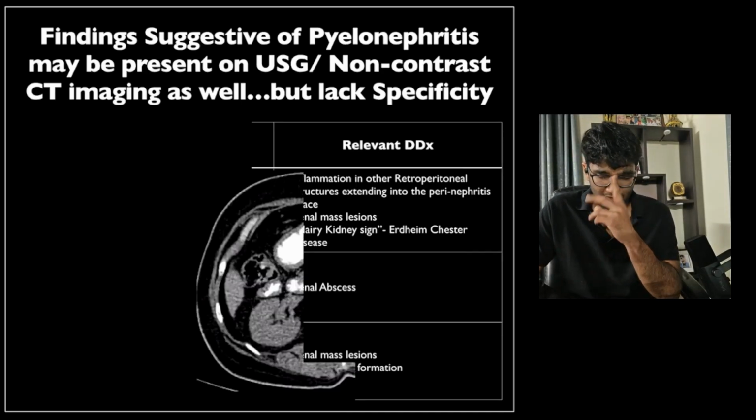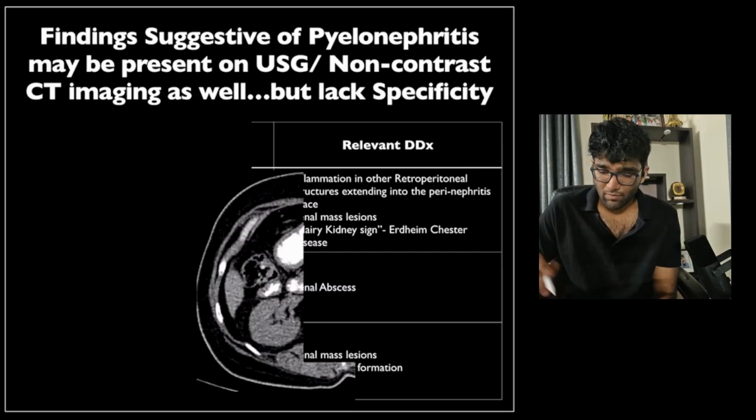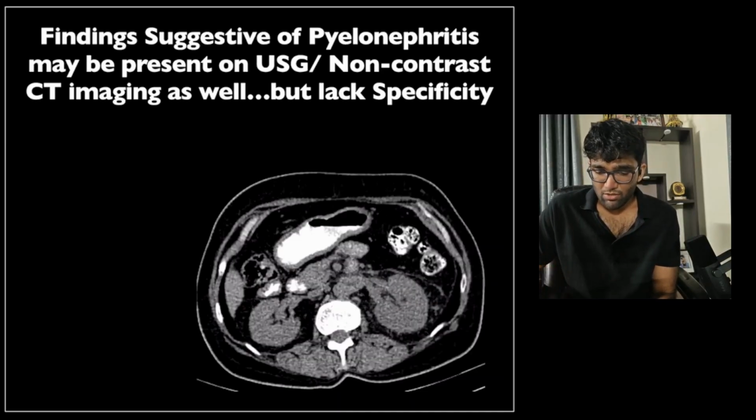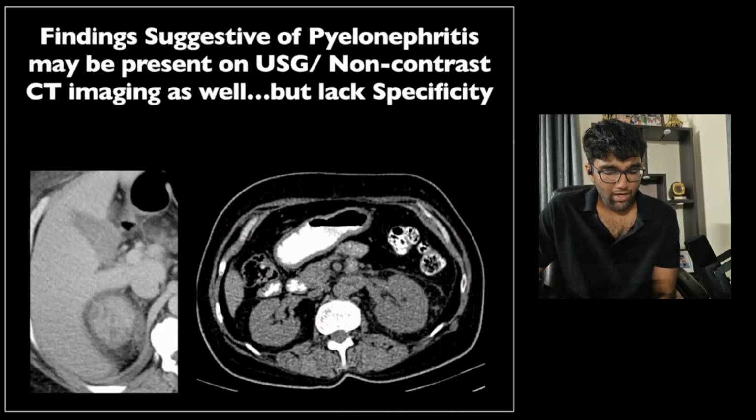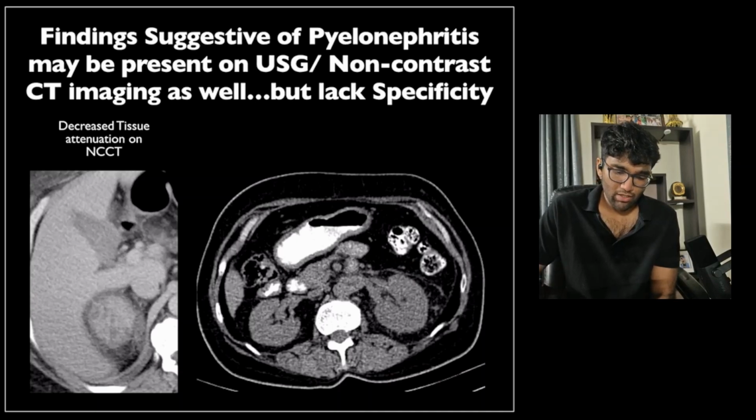Now again, I'll just summarize these using an image. So this is a kidney, and the right kidney here, as you can see, is showing a lot of perinephric fat stranding and decreased attenuation in these areas. So I'll just highlight those areas. These specific areas within the kidney show decreased attenuation.